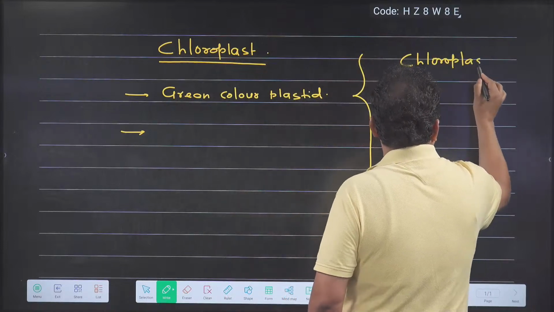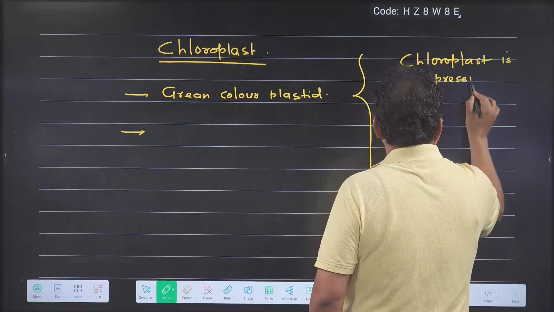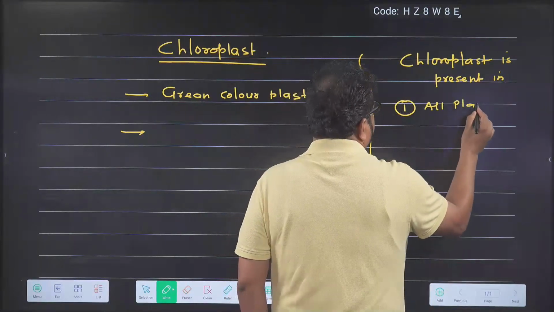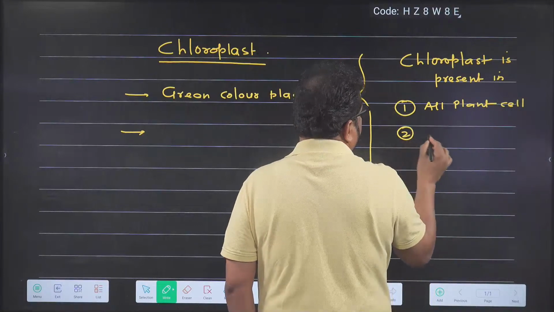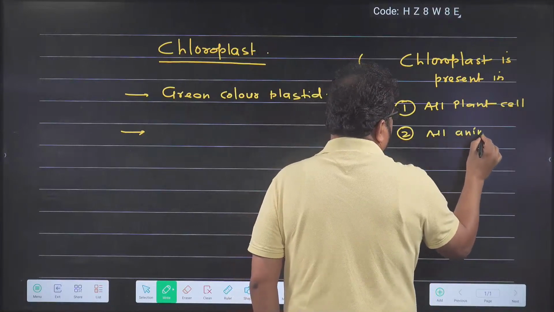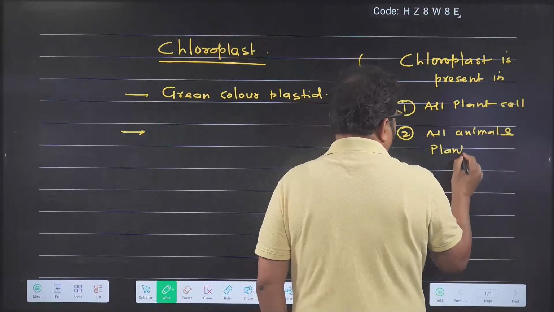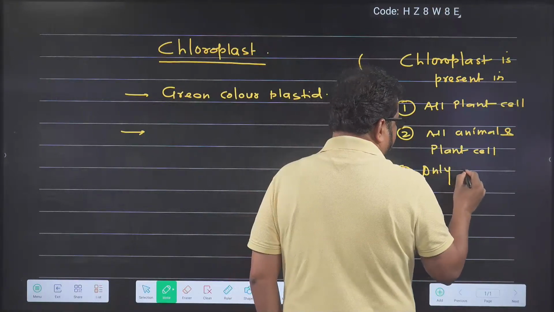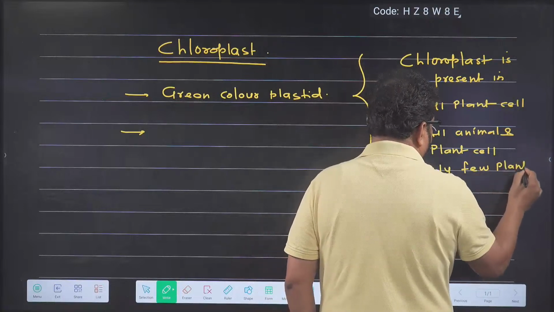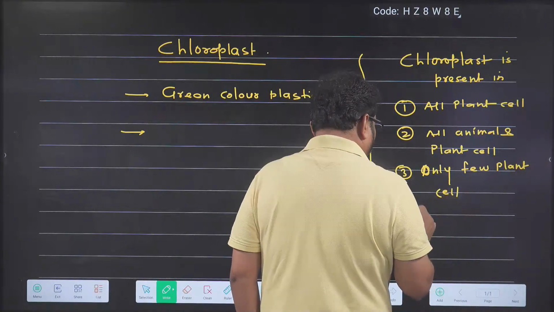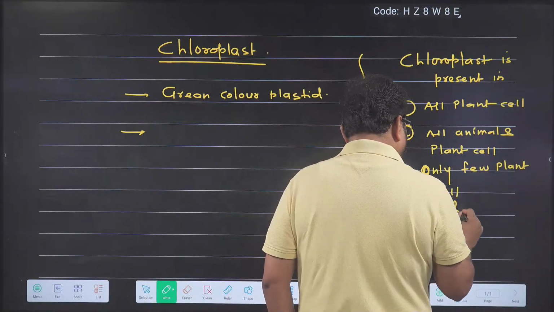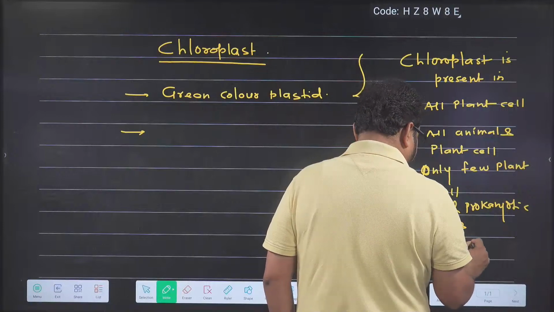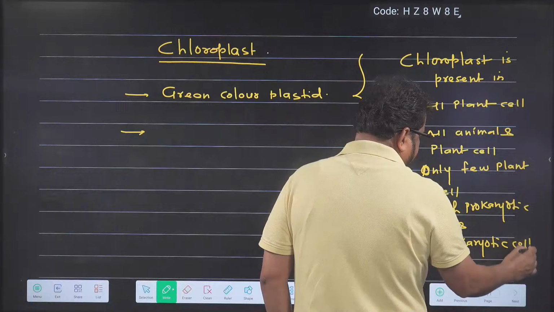Chloroplast is present in: first option, all plant cells; second option, all animal and plant cells; third option, only few plant cells; and fourth option, both prokaryotic and eukaryotic cells. Answer this question, very easy question.